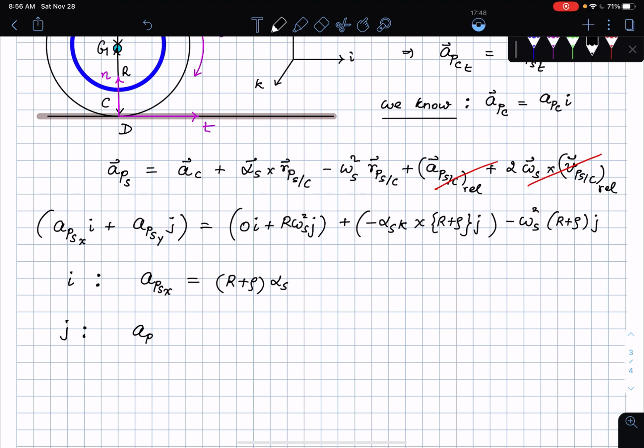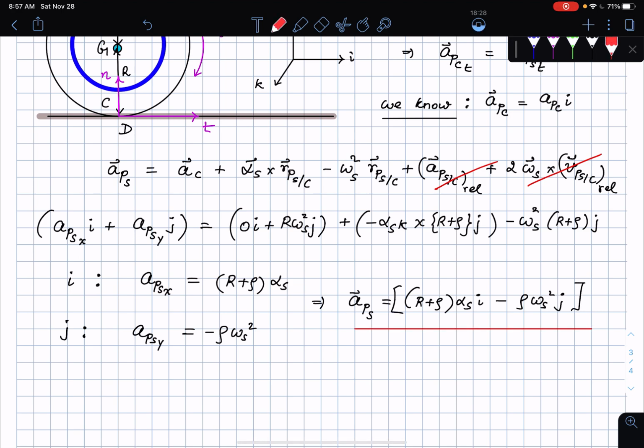If I do this in the Y direction, then I will end up getting this to be R omega S square, and then minus omega square S, and then R and rho cancels off. So this is just going to end up being rho times omega S square. Which tells me acceleration of point P on the spool is (R plus rho) alpha S in the I direction. And then I'm going to end up with a negative sign here because of this minus omega square S times (R plus rho), minus rho times omega S square in the J direction.